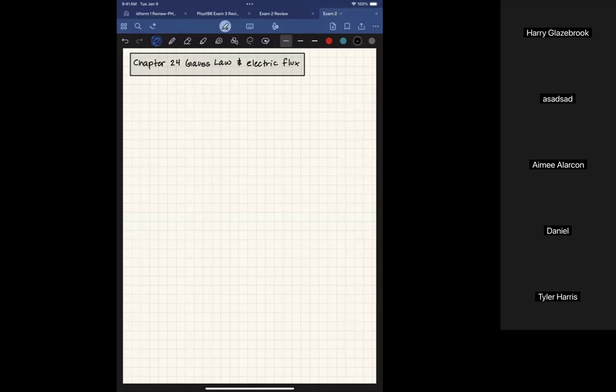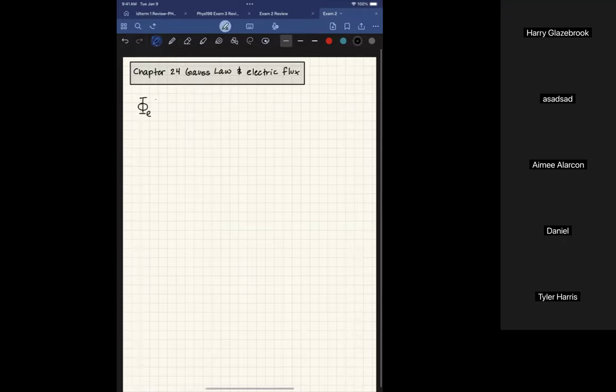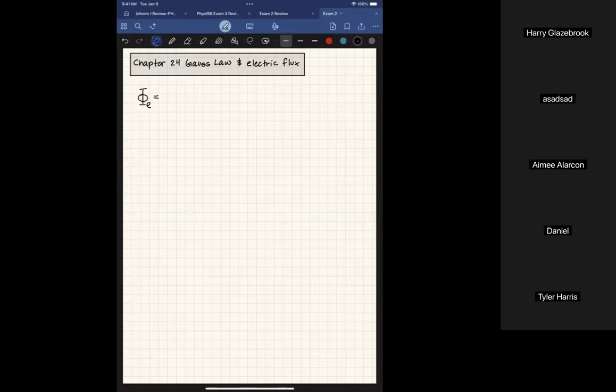So what is that? Electric flux is a mathematical quantity. We write it as this psi here with a subscript E to say that we're talking about electric flux, and it's going to be defined as E dot A. Just like I usually do, let's define what all these quantities mean. So this is electric flux.